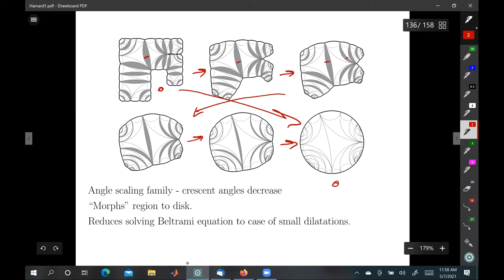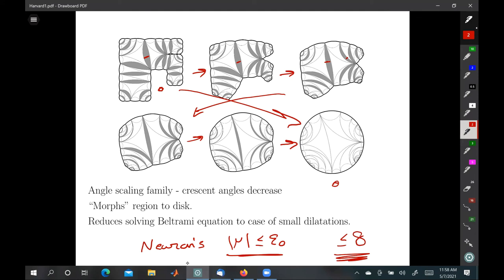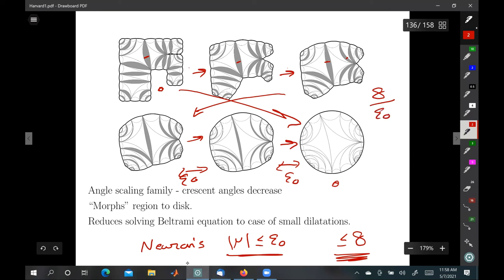Okay. Now, on a technical level, this is really important because the part of the paper I'm not telling you about was Newton's method. Remember, we had to solve a differential equation, and Newton's method converged as long as the dilatation was within some epsilon, some radius of convergence. And the iota map, we got the number 8. Well, 8 might not be less than epsilon naught, but what you can do is form a chain of these scale domains so that the gaps between them are only epsilon naught. And the number of elements you need is 8 over epsilon naught, elements in the chain.